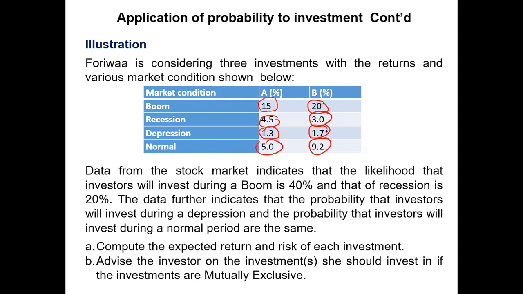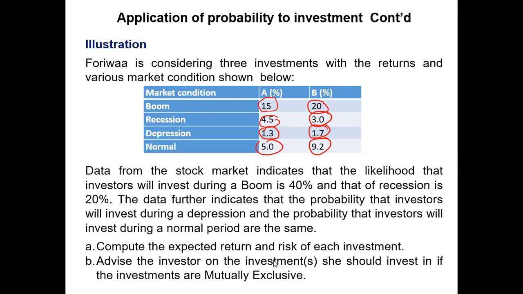Now the data from the stock market indicates that the likelihood that the investors will invest during a boom is 40%, and that of recession is 20%. The data further indicates that the probability that the investors will invest during a depression and the probability that the investors will invest during a normal period are the same, okay? So I already mentioned that all probabilities must sum up to 1.